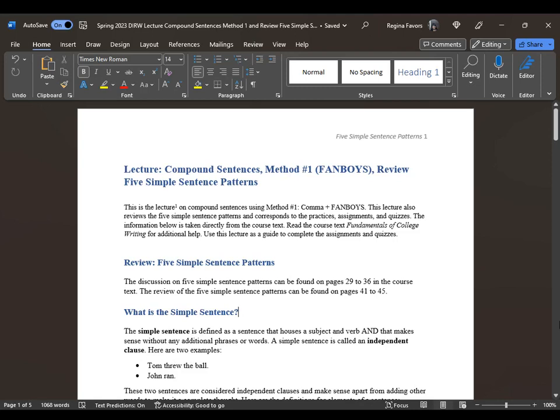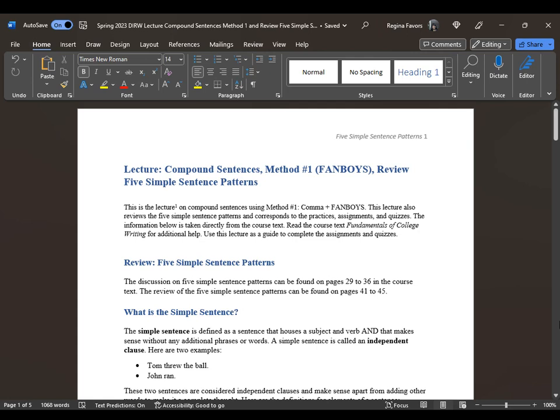Hi, this is Professor Favors, and this is the lecture on compound sentences. We're going to look at method number one, which includes adding a comma and a fanboy, one of the fanboys. This lecture also reviews simple sentence patterns so you can make the connection. So this is the lecture on compound sentences using method one.